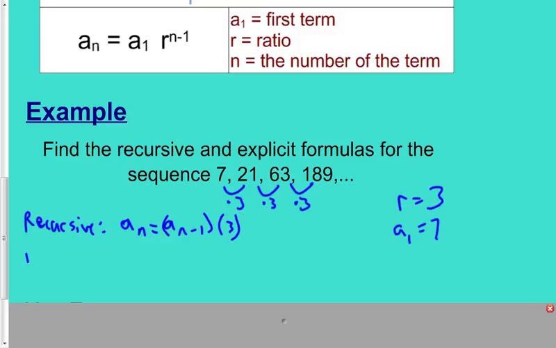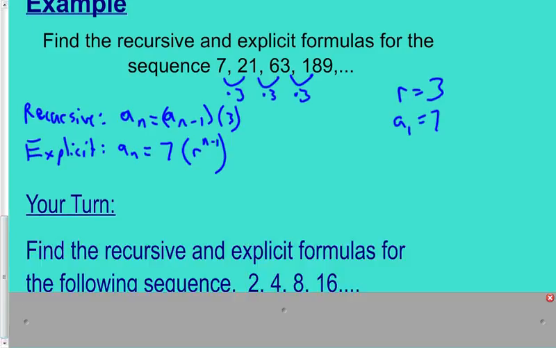The explicit formula, which I'm going to suggest using all the time, would be a sub n equals a sub 1, which is 7 for this one, times the ratio r raised to the n minus 1 power. So that's the only part you have to change, the n.